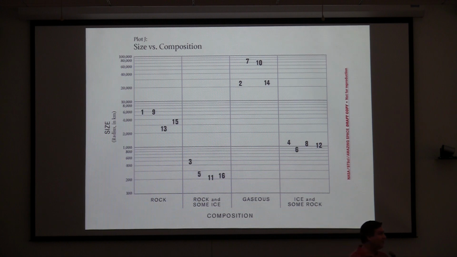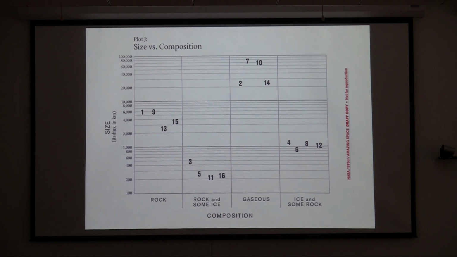Okay? How about a really basic thing that jumps out at you right from the first look at it? There seem to be groups in size and composition. Okay? So that if you have a certain composition, you have a certain size. I mean, did you expect that before you did this? Okay? Some of you said yes, some of you said no. I mean, how would we know?